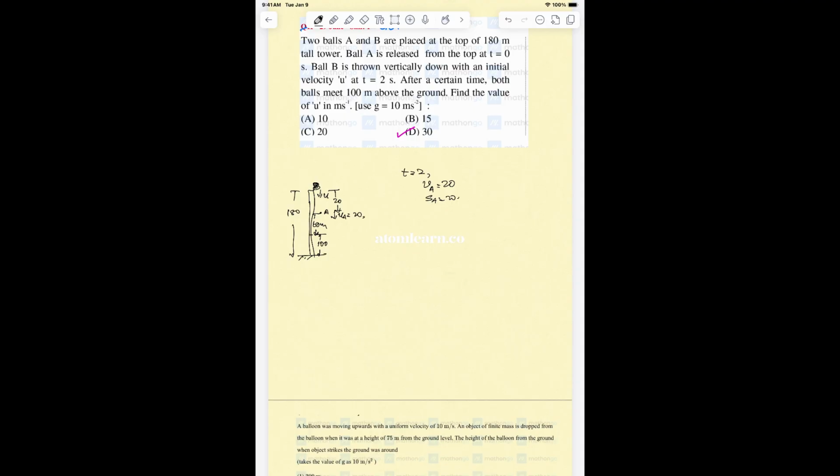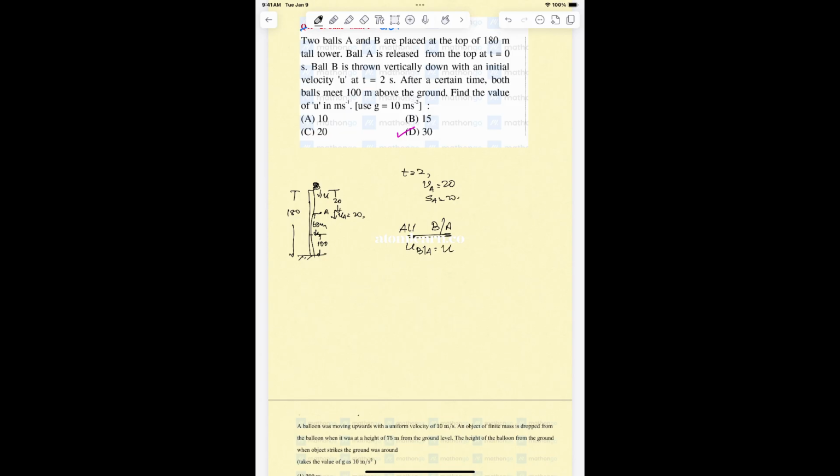Now let us take the approach of relative to A. That means B relative to A. Therefore, now initial u of B relative to A, at t equal to 2 seconds is what we are starting with. Therefore, we have to be careful about applying the time values. Anyway, now this is u of B relative to A.